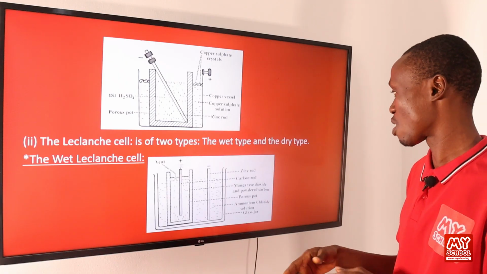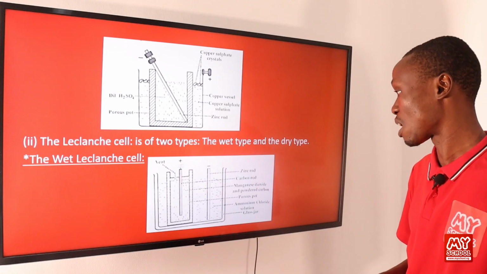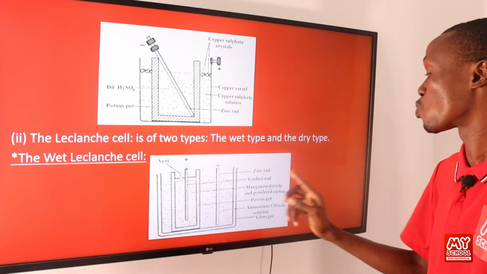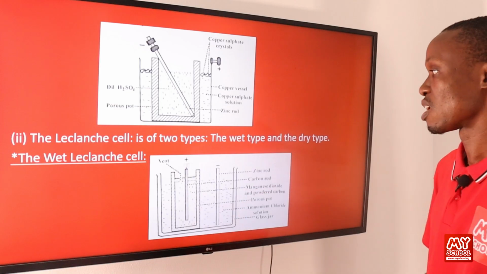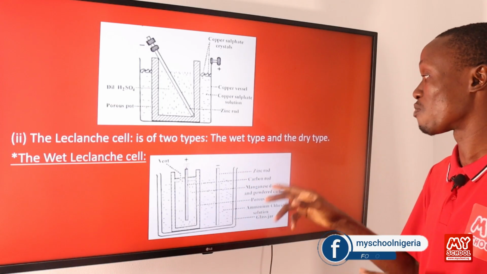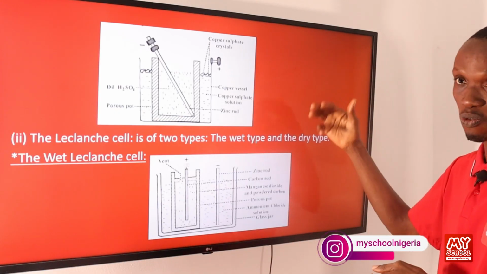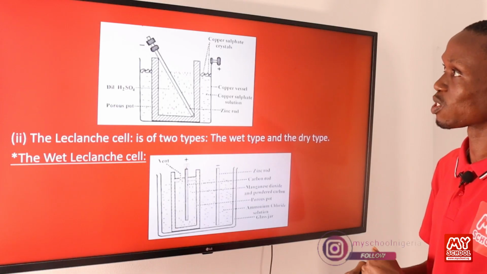Then inside you also have a porous pot, and inside the porous pot you have manganese dioxide and powdered carbon, along with a carbon rod, which serves as the positive terminal of the cell. Then inside the glass jar you also have a zinc rod which serves as the negative terminal of the cell. Let's move to the next slide to properly explain it.